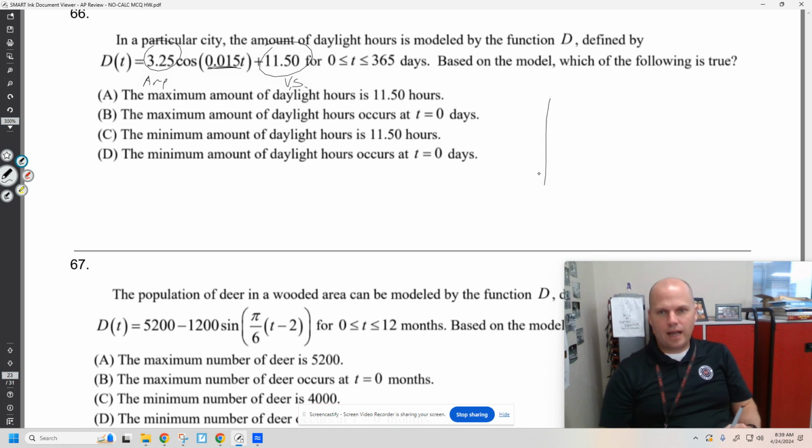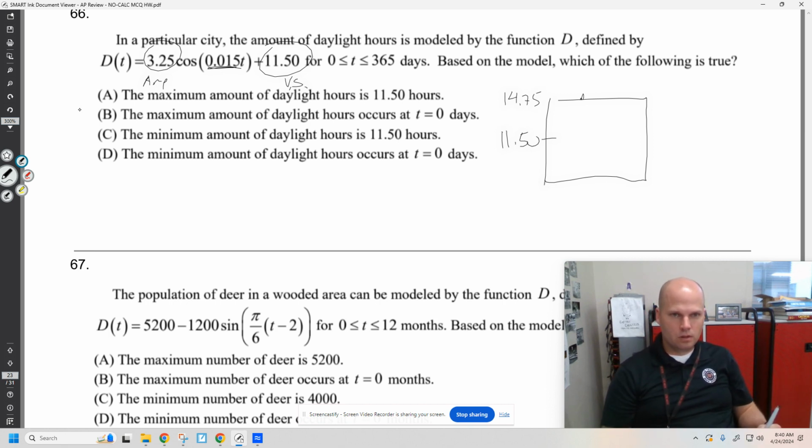So if I wanted to graph this, your middle is going to be at 1150. You will add 325 to get 1475. That would be the maximum amount. The minimum amount you would subtract. So like that's wrong and that's wrong. Since it's the graph of cosine, we know we do start at a maximum. So if there's no phase shift, at 0, the maximum is going to be there. And the maximum is 14.75.